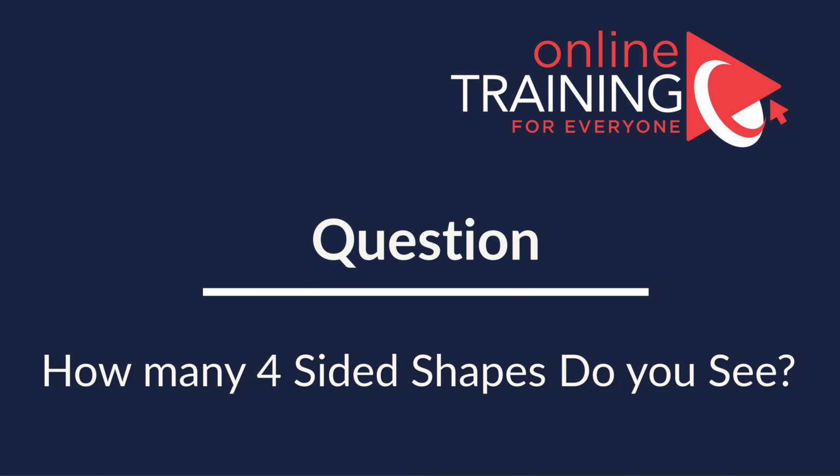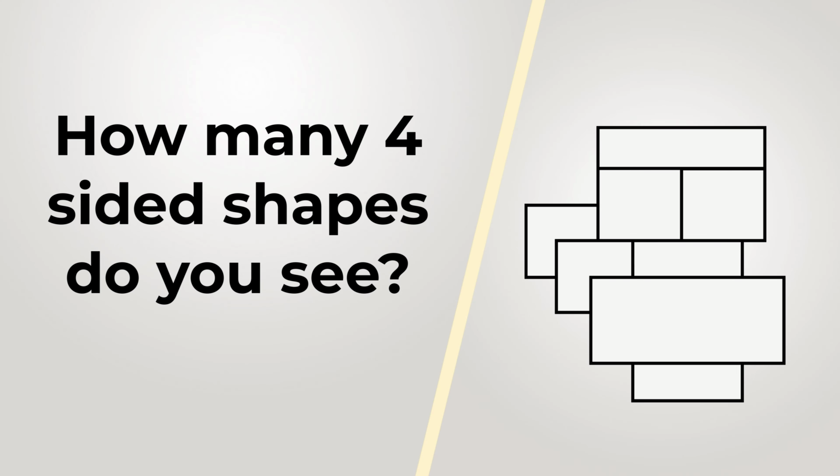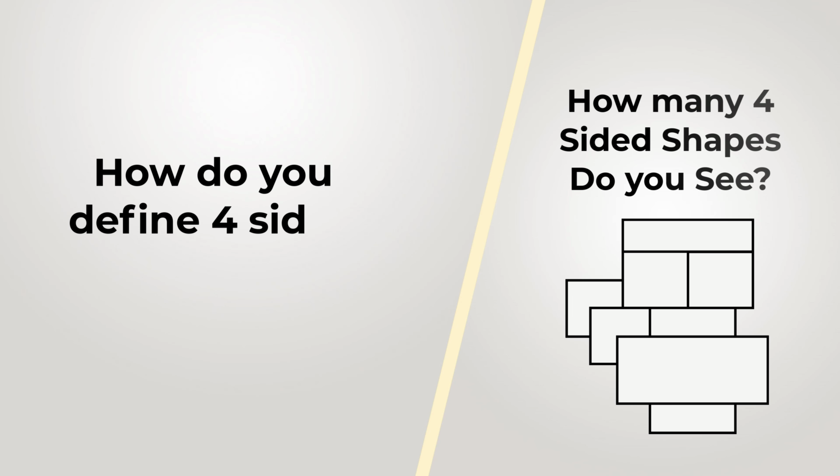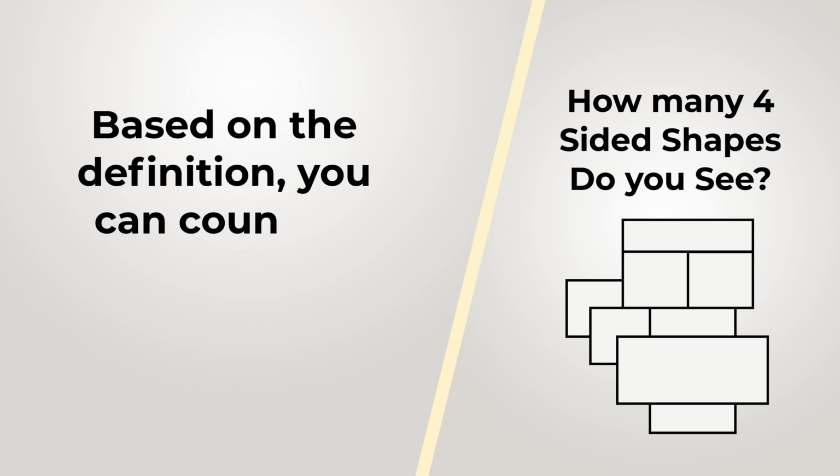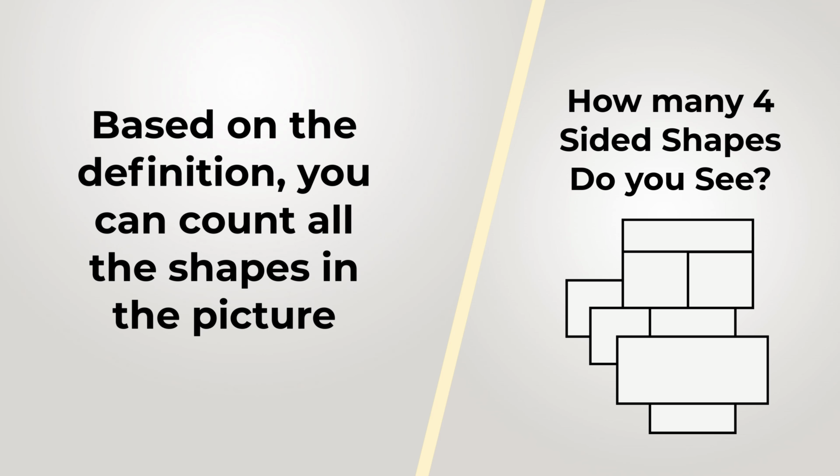Here's an interesting question which tests your spatial thinking. How many four-sided shapes do you see? And you're presented with the picture on the left, which has a lot of different shapes. First, you need to be clear on the definition of a four-sided shape and have a good understanding of what it means. Once you have the definition, you can count all the shapes on the picture that match this criteria.